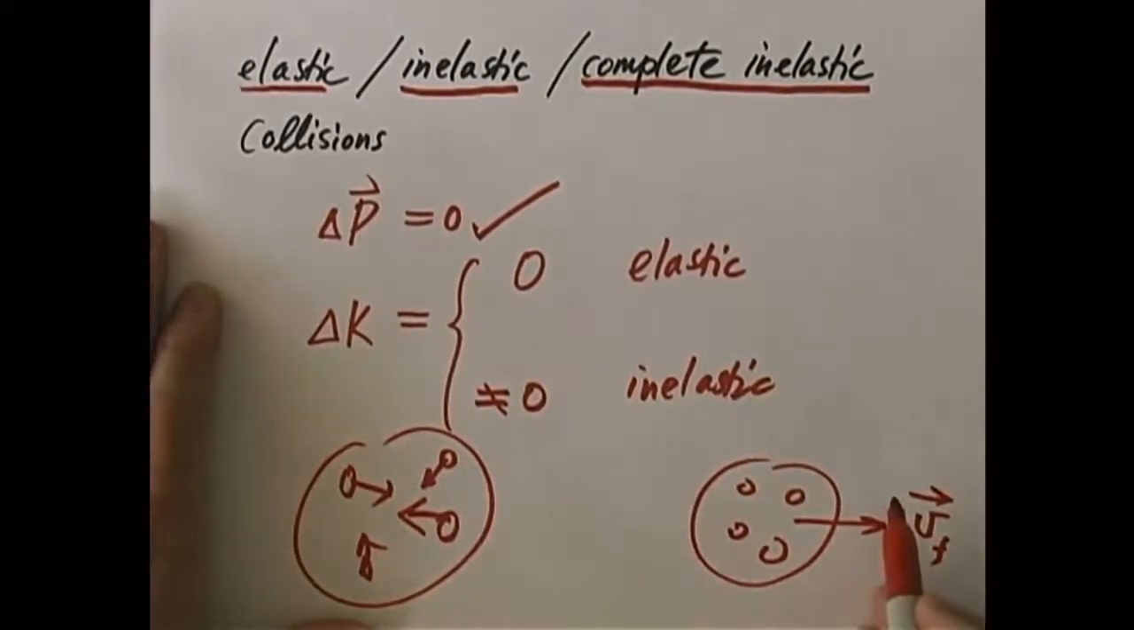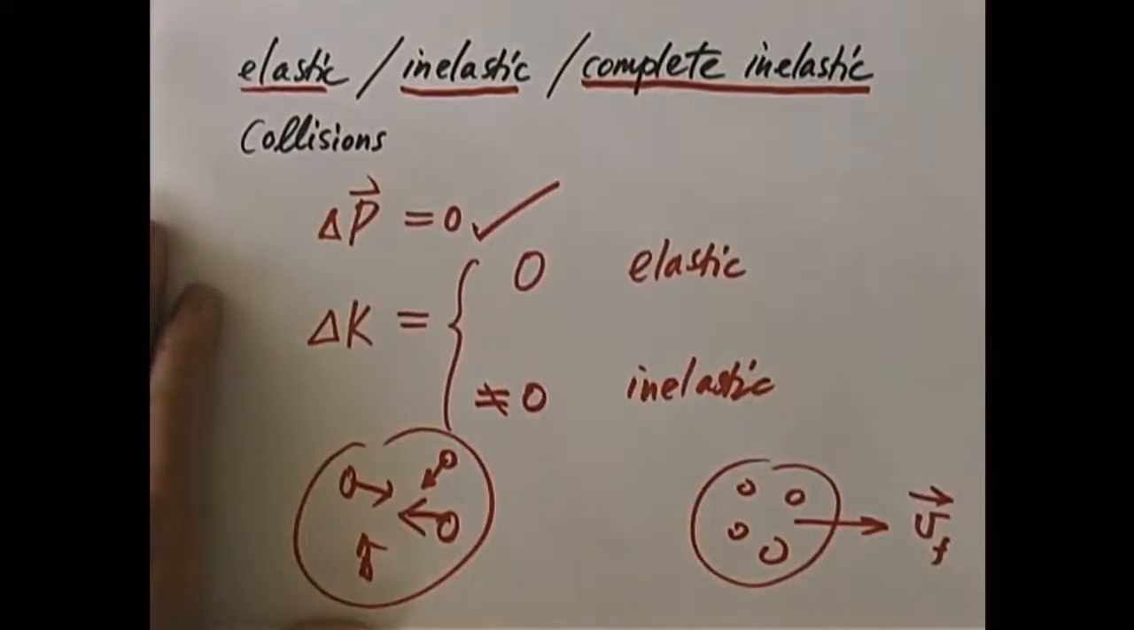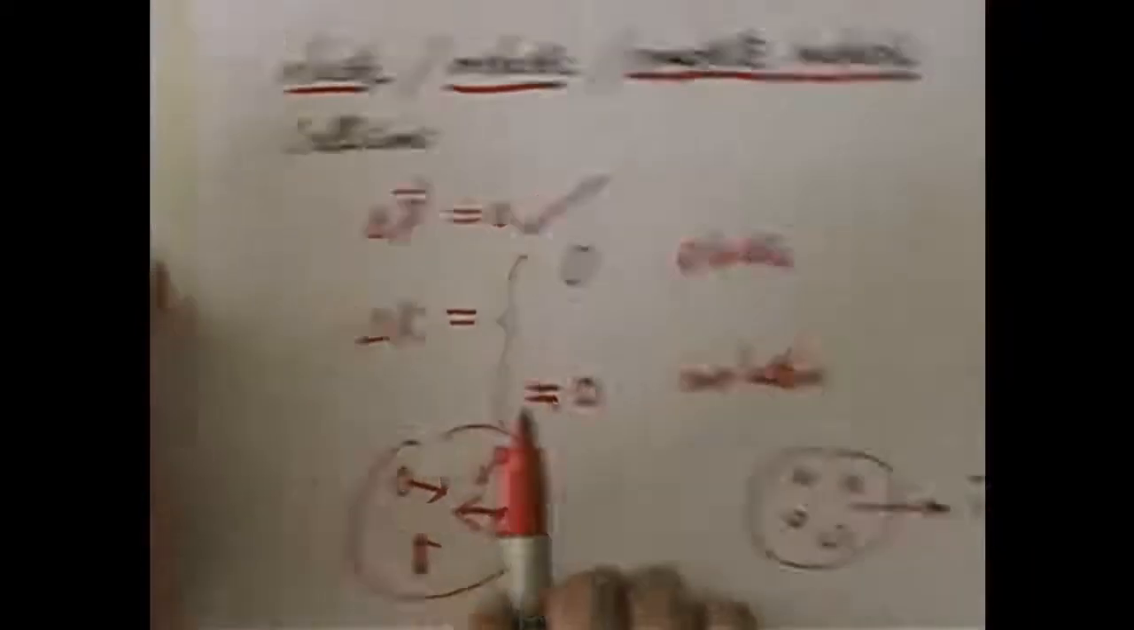They got stuck together. That is an example of a complete inelastic collision, which is particularly simple because there is only one common velocity at the end. I don't have to worry about V1 initial, V1 final, V2 final, and so forth. Okay, so we're going to start our example with the case of complete inelastic collision because mathematically it is the simplest possibility.